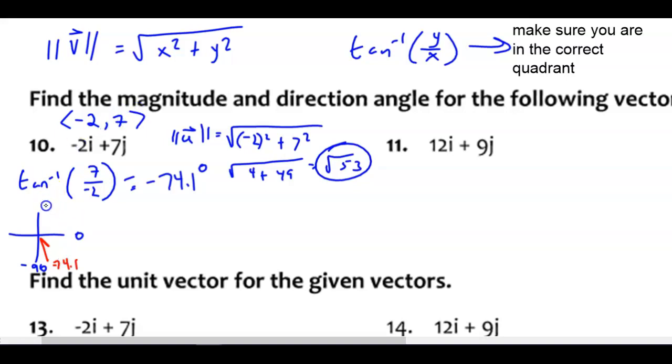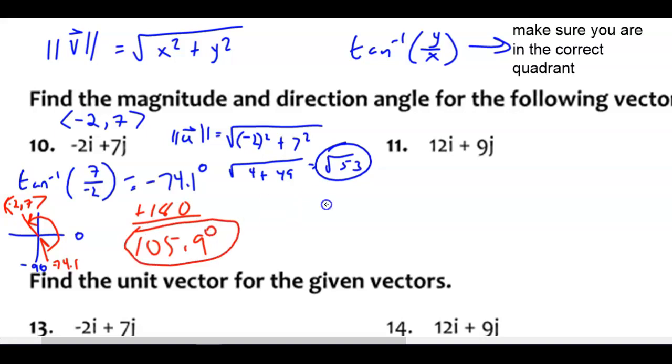But if you look at your actual component form, it is over here, -2, 7, right? Because I want left 2 and up 7, which means it's in quadrant 2. Well, how do I go from quadrant 4 to quadrant 2? That's a straight line. So if we add 180 to this, that will give me my correct angle measure of 105.9 degrees. So here's the directed angle, here's the magnitude, and those are our two answers.